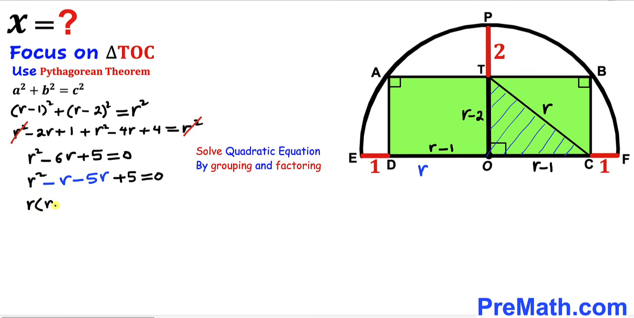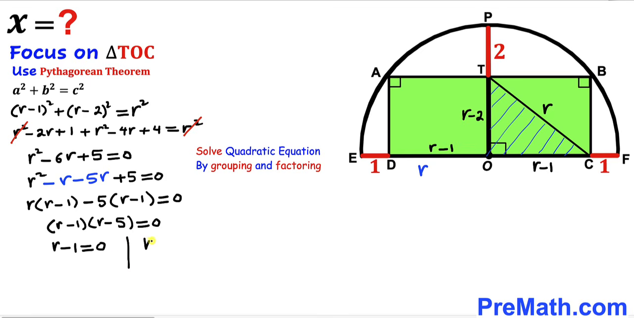So we got r minus 1, and here I'm going to factor out negative 5. So we got r minus 1 equal to 0. And here we got r minus 1 and r minus 1 in common. So therefore we got r minus 1 times r minus 5 equal to 0. And now I'm going to break these factors down into r minus 1 equal to 0, and for the other factor I can write r minus 5 equal to 0.